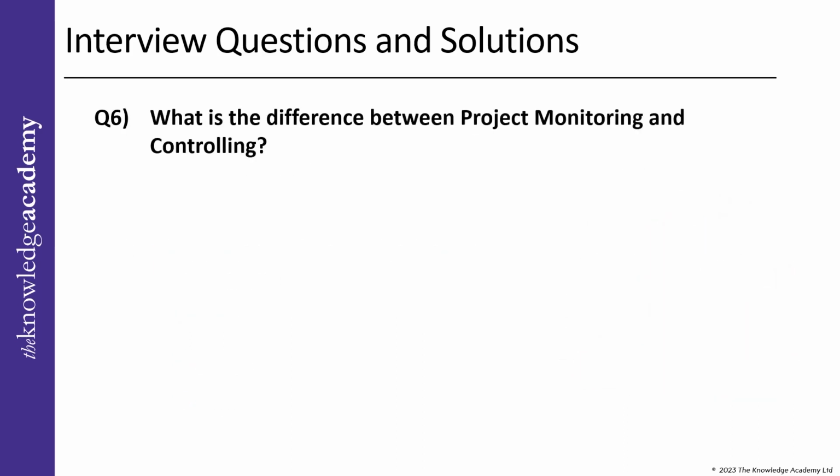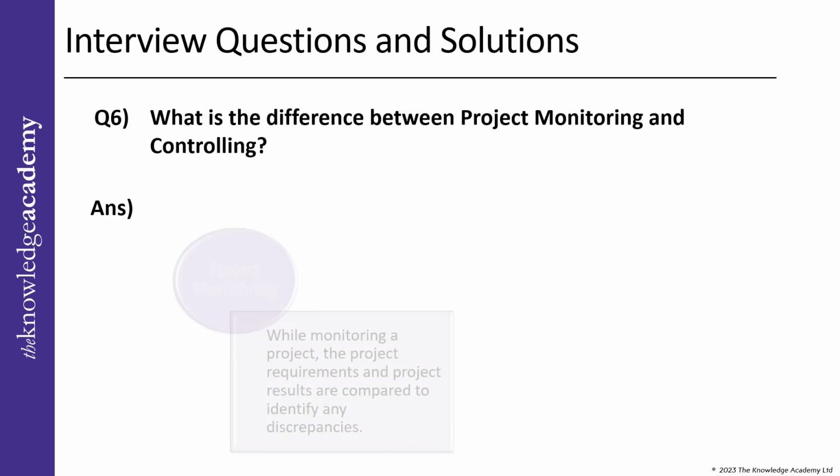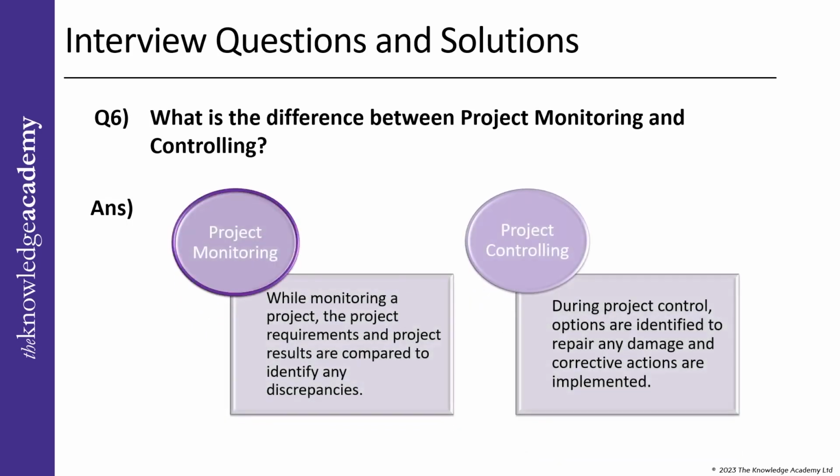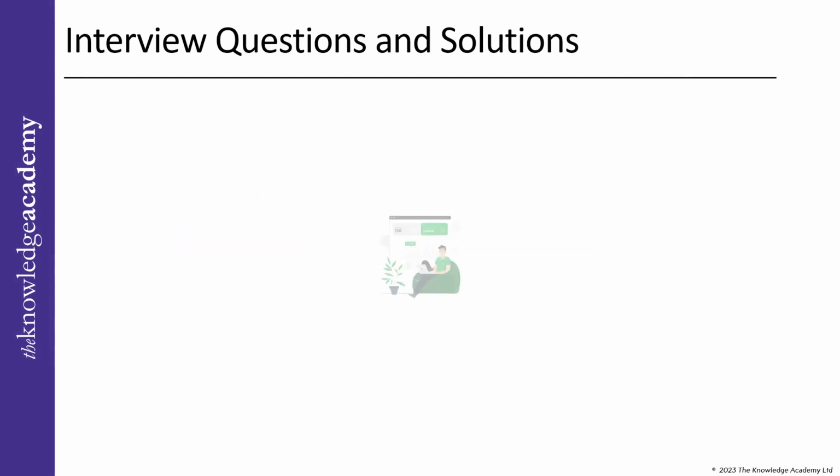Next question. What is the difference between project monitoring and controlling? First, we'll talk about project monitoring. While monitoring a project, the project requirements and the project results are compared to identify any discrepancies. Now let's move on to project controlling. During project control, options are identified to repair any damage and corrective actions are implemented. Both of these are crucial to keeping a project on track. They need to be included in the project management strategy.